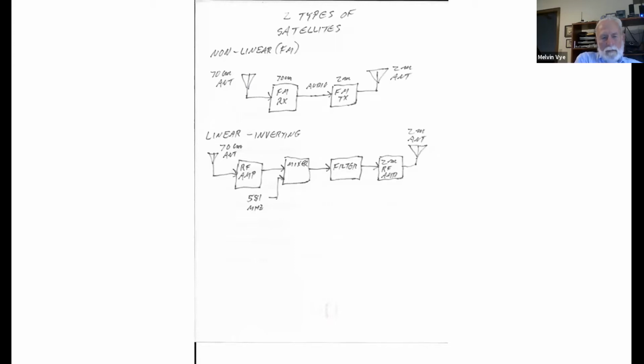But on a linear satellite, and we're going to talk about this a little more technically, it receives the signal, again, mode UV, it receives a 70 centimeter signal, amplifies it, and then puts it into a mixer. And I'm going to talk about mixers in a bit. And that mixer basically converts the 435 signal down to 125 megahertz signal, which we then filter and amplify and transmit.